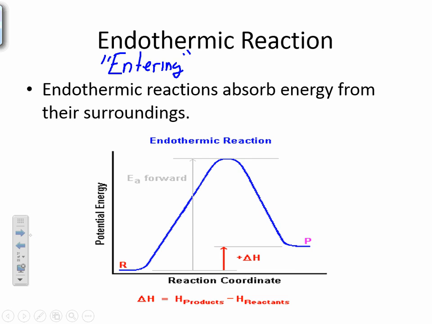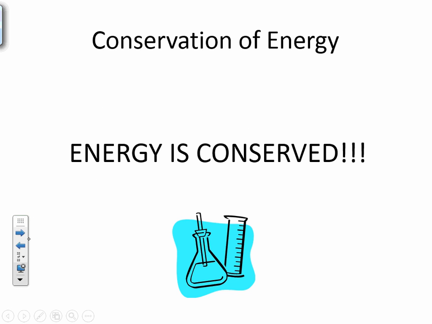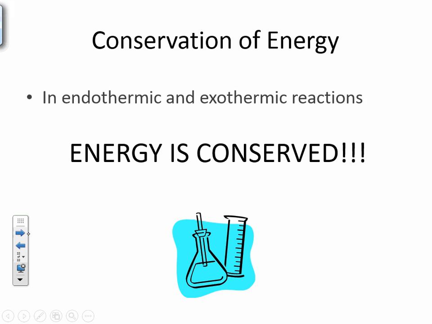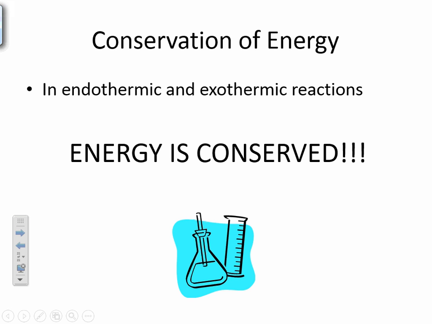Endothermic heat is entering. And the last thing that's super important is that the conservation of energy states that all energy is conserved in a reaction. That means if something loses energy, another substance has to gain energy, or vice versa. If another substance gains energy, another one has to lose energy. So that is super, super critical. Just like conservation of mass, where mass does not change in a chemical reaction, energy doesn't either. So energy is always conserved in a chemical reaction. Keep that in mind.